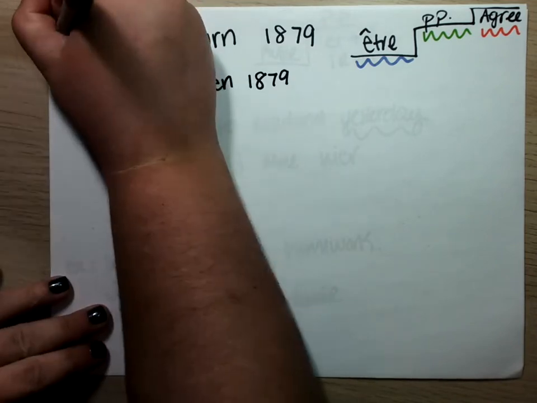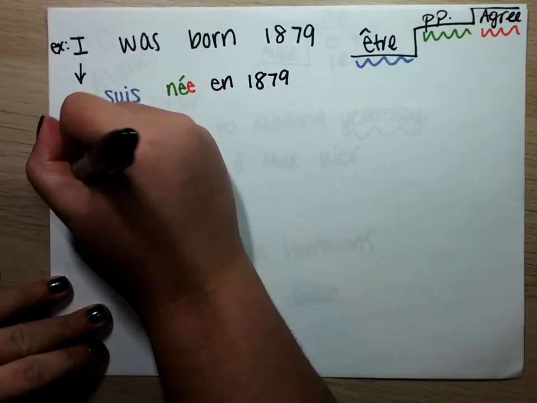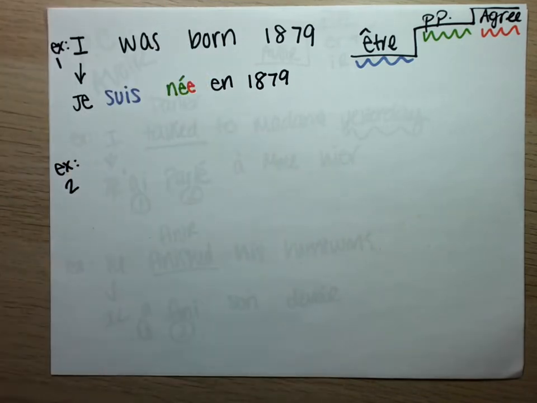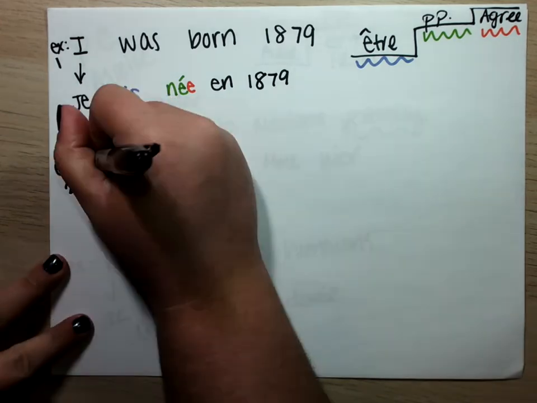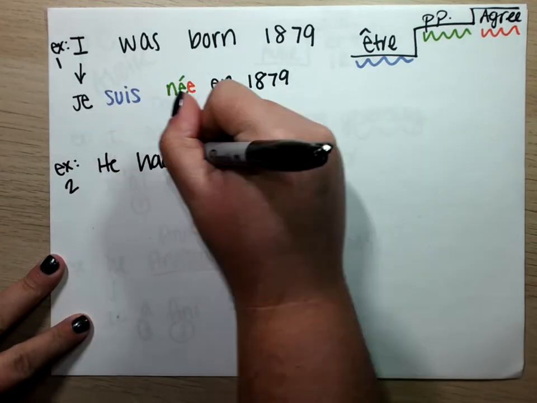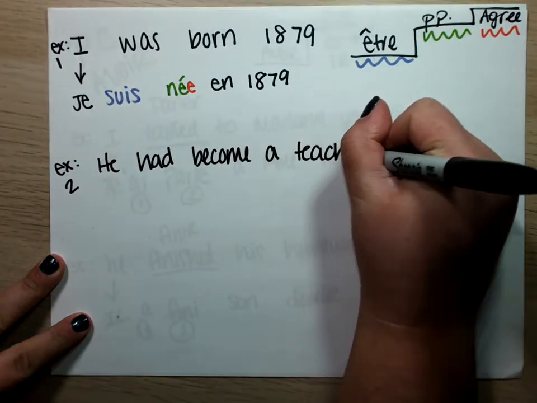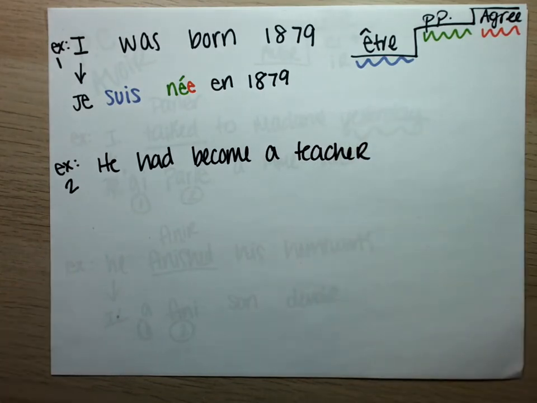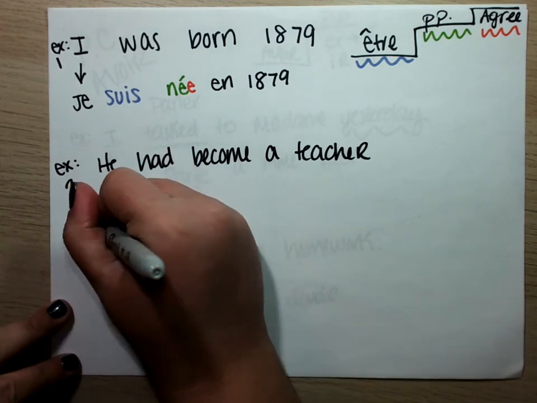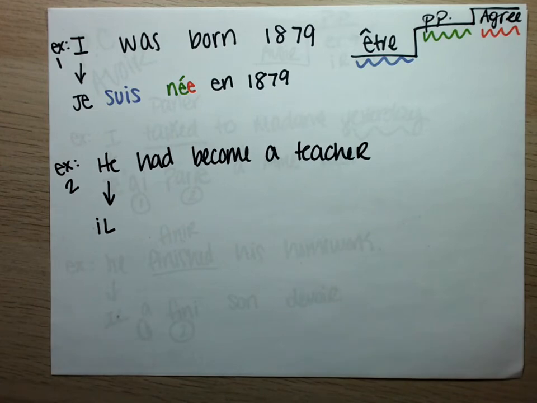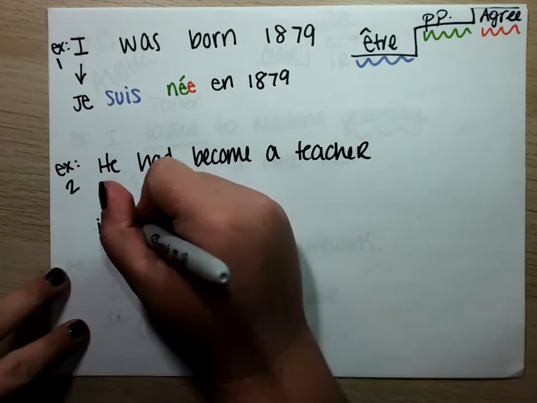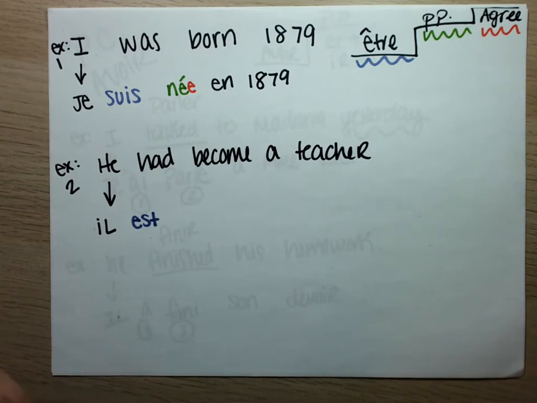Right, let's do another example. So exemple numéro 2. Exemple 1, exemple 2. Let's say that he had become a teacher. He had become a teacher. So just like with passé composé avoir, we're going to bring our subject down first. So il. Now we need our être. Il est. Now we need the become part, or became.